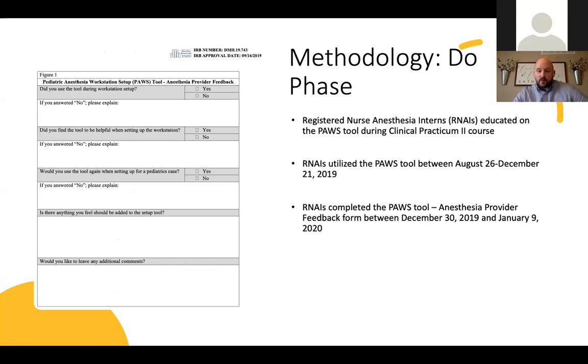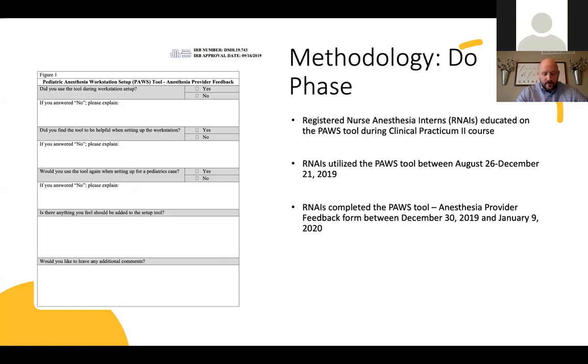To ensure adequate access to the PAWS tool, copies were distributed via email to each anesthesia intern. Copies were located within the anesthesia office, and a digital copy was uploaded into Moodle, the web-based platform used to provide access to essential clinical documents.